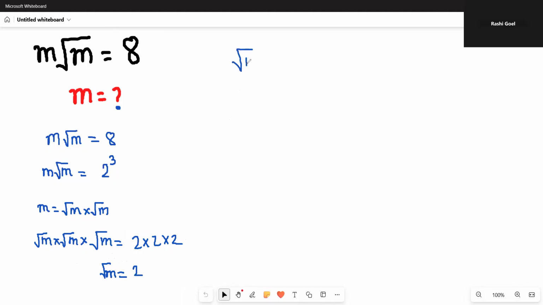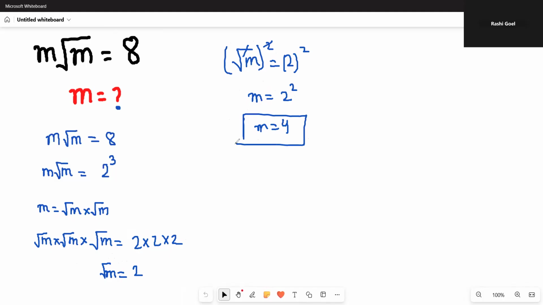And if root m is equal to 2, so to calculate the value of m, I am going to square both sides. With the help of the square, the square root is removed. So m equals 2 square, which is 4. So the value of m is 4.